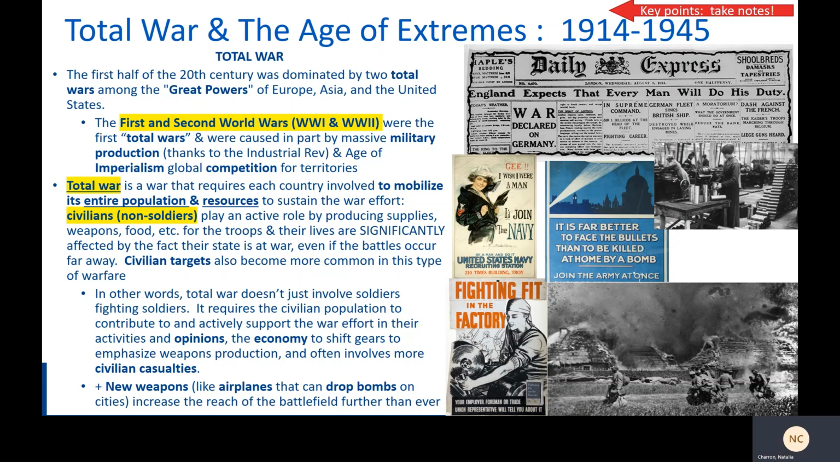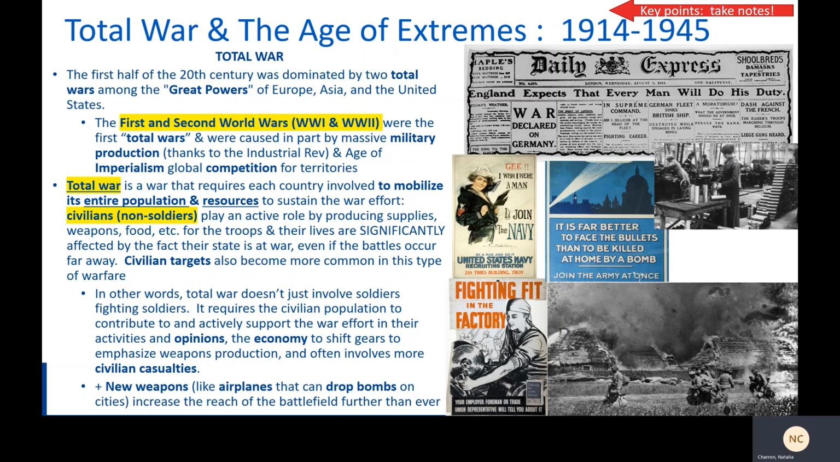So, total war doesn't just involve soldiers fighting soldiers. It requires the civilian population to contribute and actively support the war effort in their activities and in their opinions. And it requires the whole economy to shift gears to emphasize weapons production, and often involves more civilian casualties than traditional warfare. Added to the mix is the fact that new weapons, like the airplane that can drop bombs on cities, increase the reach of the battlefield further than ever and increase the effects on civilians.